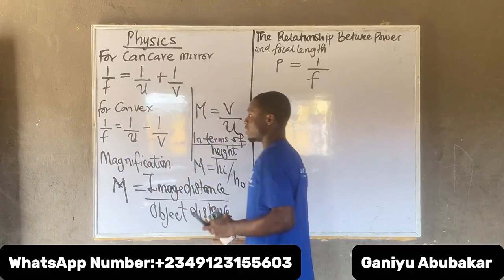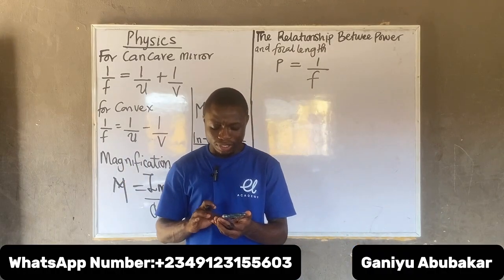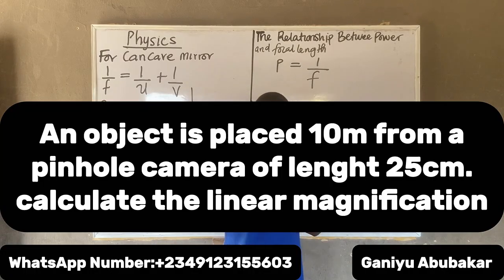All right, having said this, let's start solving past questions. Question 1, please. Question one says an object is placed 10 meters from a pinhole camera of length 25 cm. Calculate the linear magnification.